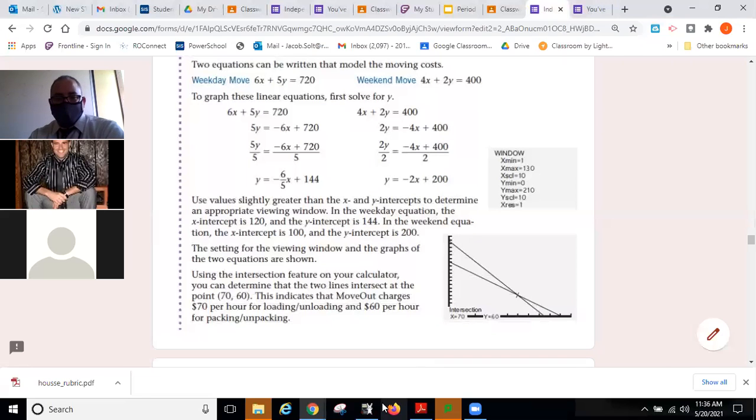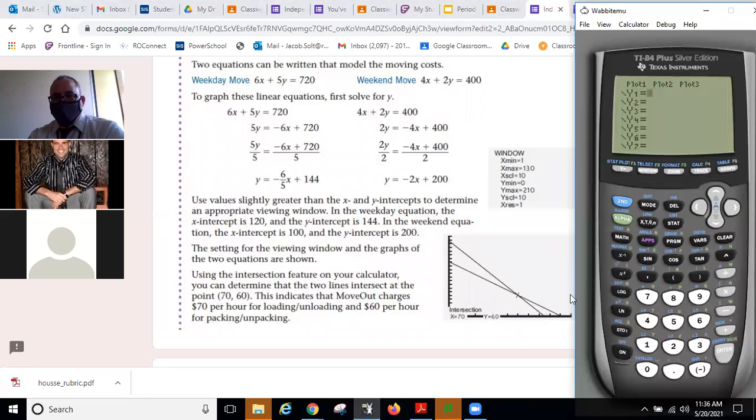Now I can look at my calculator and put these equations in here. Let's see, I'll start with negative 6 divided by 5 times x plus 144. There's my first equation. Now I'm going to put in my second equation, negative 2 times x plus 200. All right, now I have two equations in my calculator. I can begin to graph.